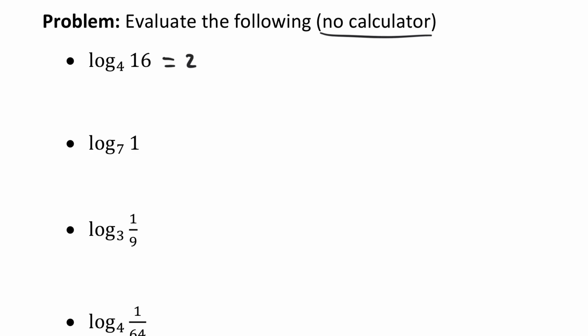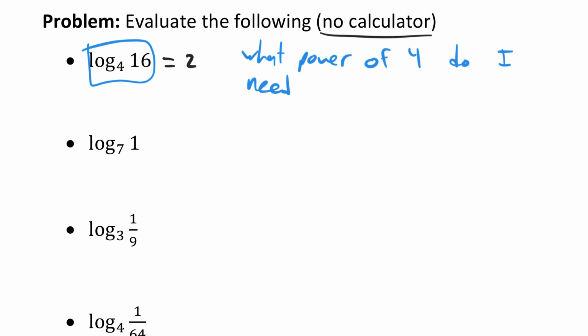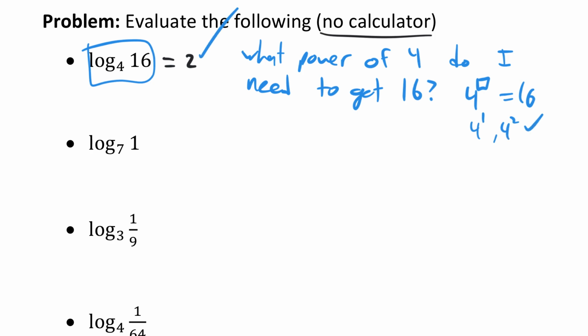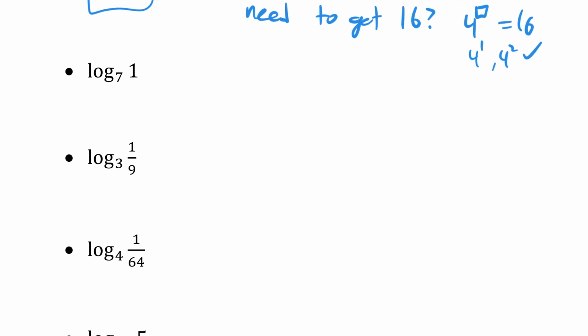Now let's see, does that make sense? Let's convert this into an English statement. This says, what power of 4 do I need to get 16? 4 to the something should give me 16. 4 to the 1? Nope. 4 to the 2? Yep. So the answer is 2. All right, try the next one without a calculator.